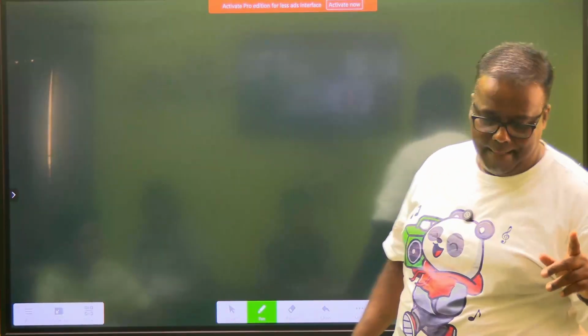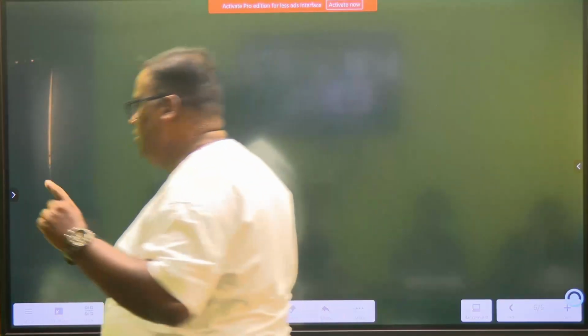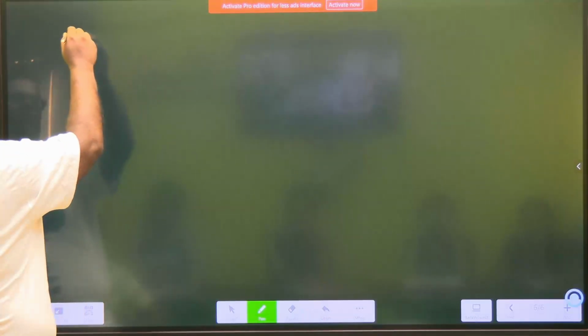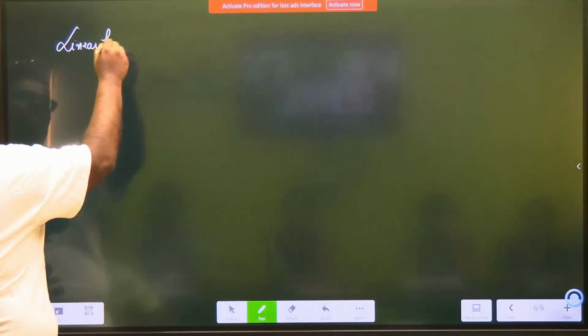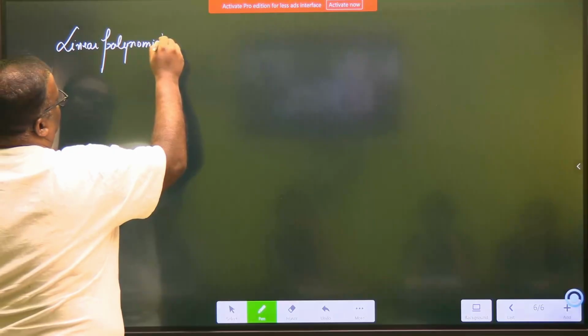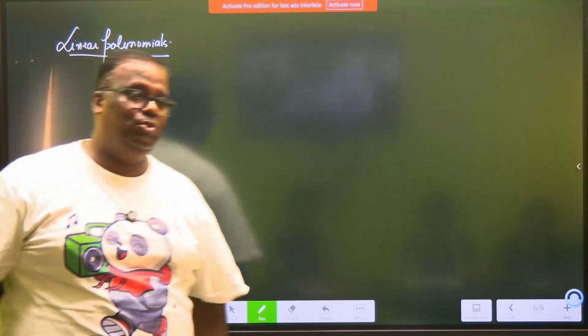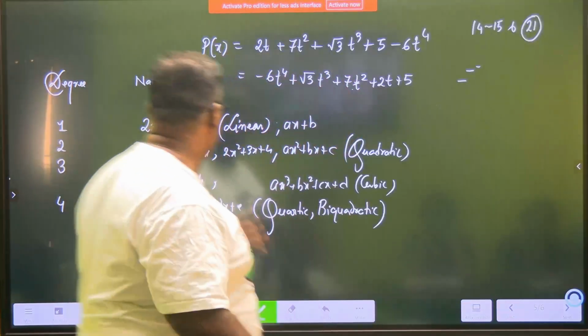Understood? Polynomials, degree and all. Okay. Today we'll understand one concept before we go to your chapter. Your new chapter in the book deviates from the previous chapter here, and your new chapter is all about a concept called linear polynomials. Linear polynomials means now I will have polynomials whose power will be only 1.